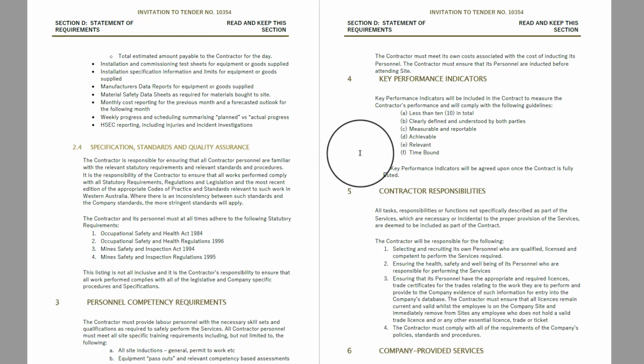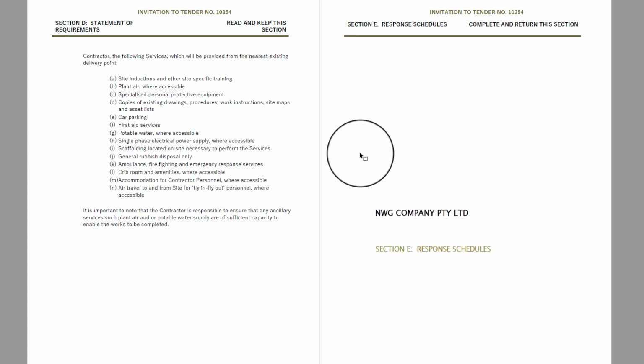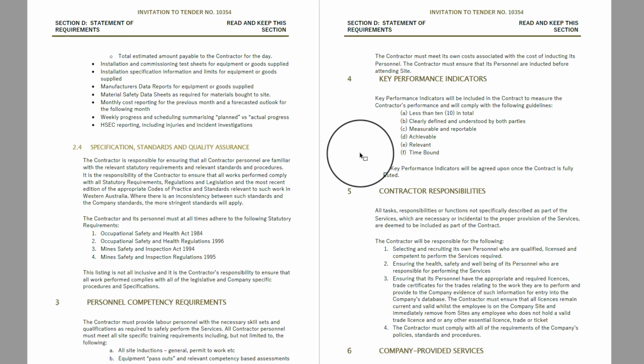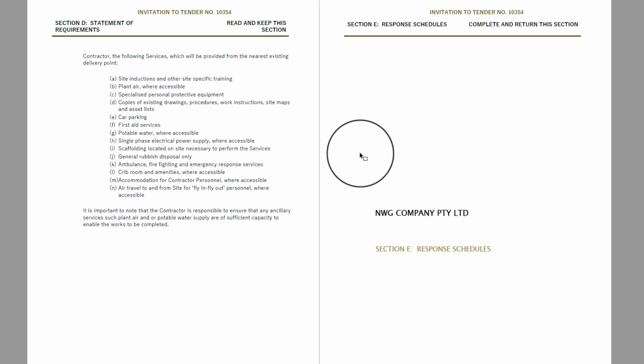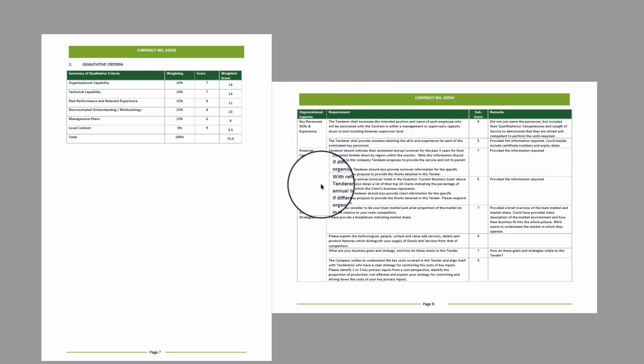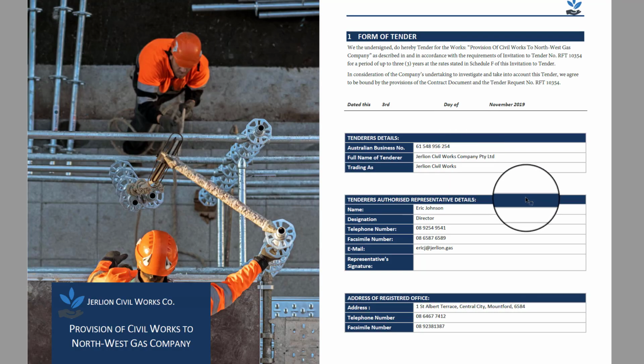They tend to follow a structured format if they're done well, and then there is a response schedule. In this particular instance, if there's no response schedule, then, as I said before, you go straight back to the evaluation criteria and you write your responses against those evaluation criteria. For this reason, because their evaluation criteria will be in a score sheet in the order that they're in the document. So here's my evaluation, my example tender response.